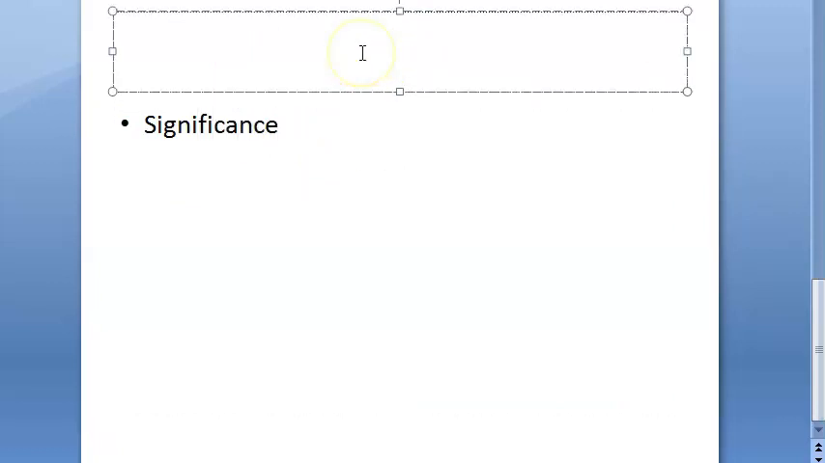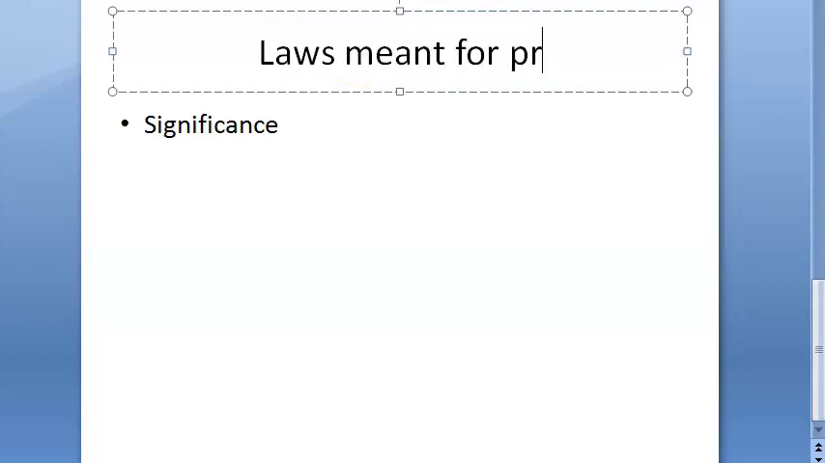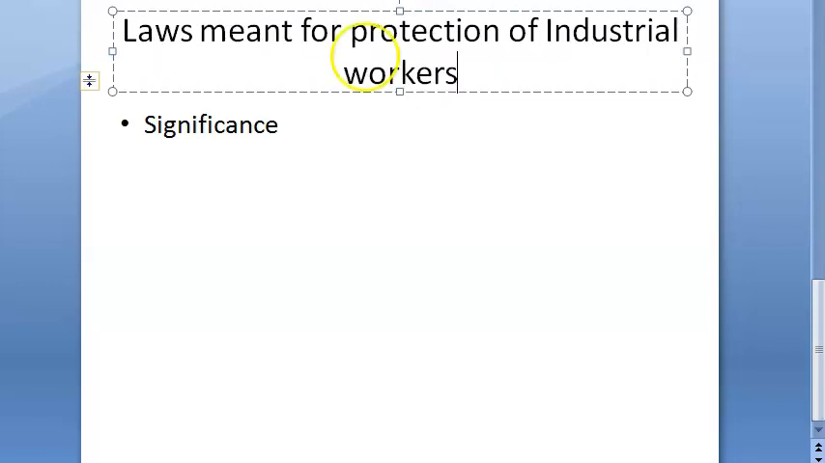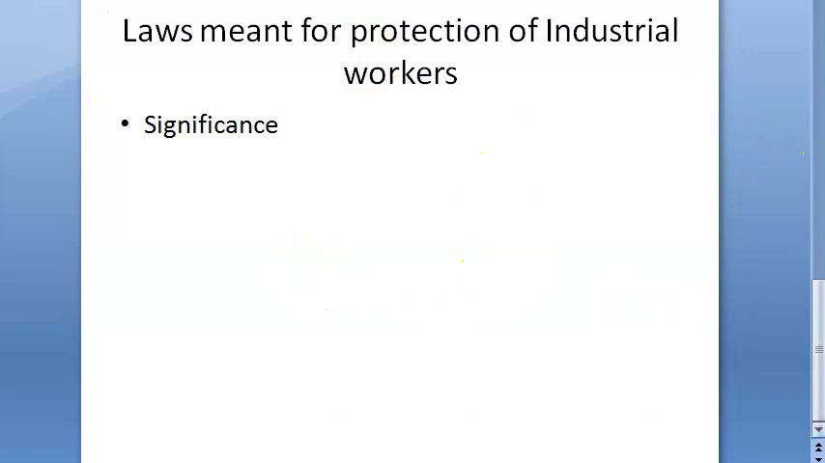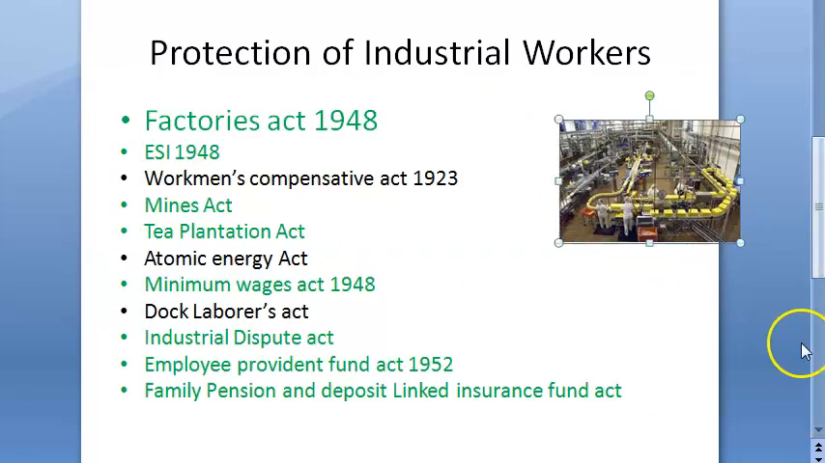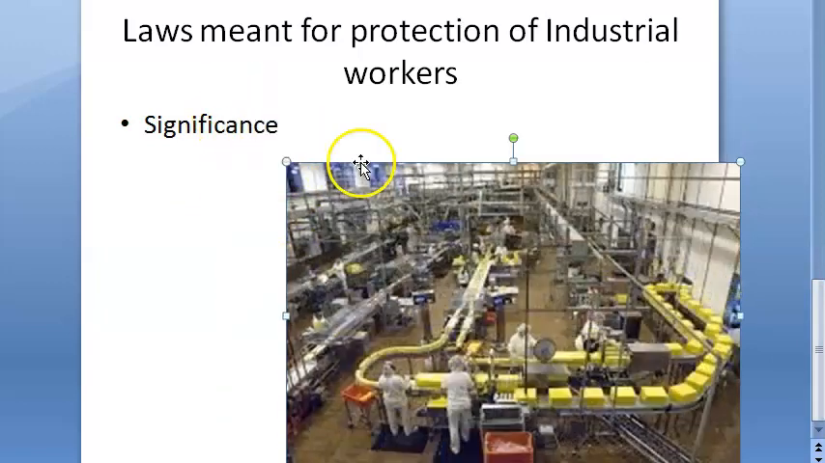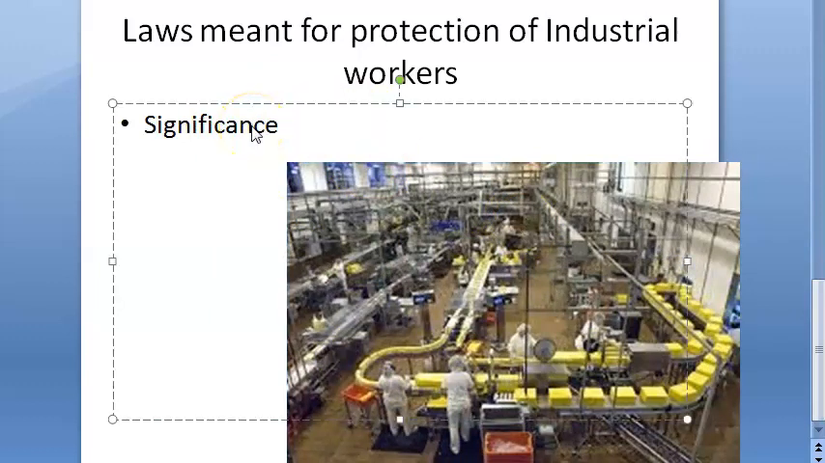The significance of these laws. What are the laws we are talking about, guys? Laws meant for protection of industrial workers, right? That's what we are dealing with today. So assuming that this is an industry where people are working, there are some laws to protect them. So basically, what is the significance of these laws? These standards laid down by this act, if complied with by the employer, will go a long way in prevention of occupational diseases and promote the health, safety and welfare of employees.